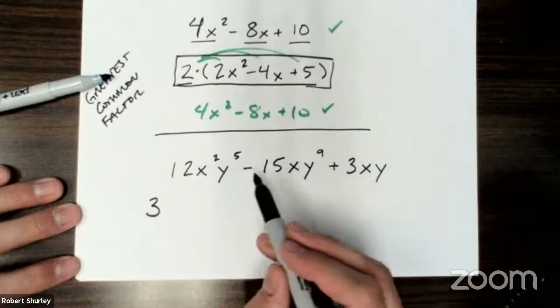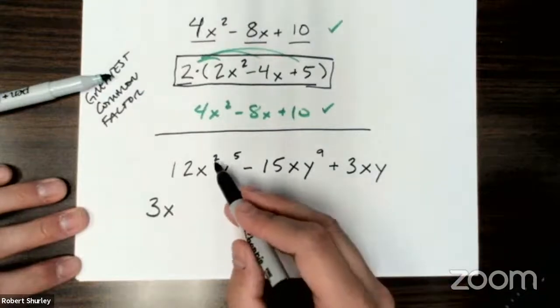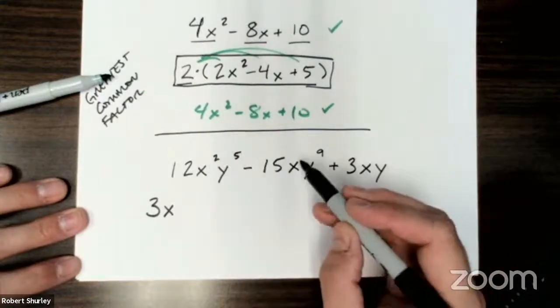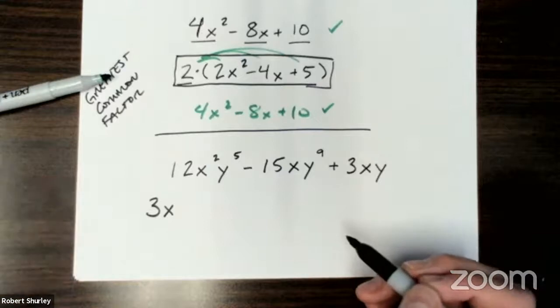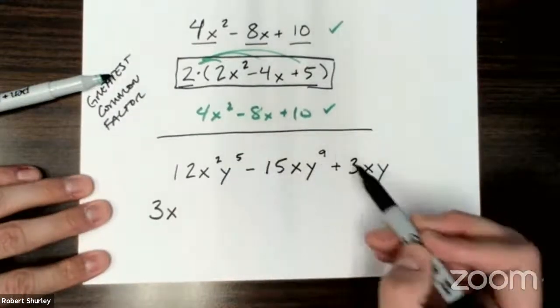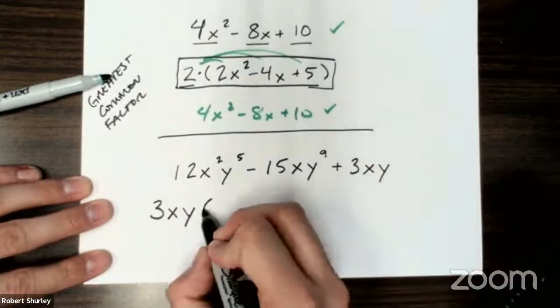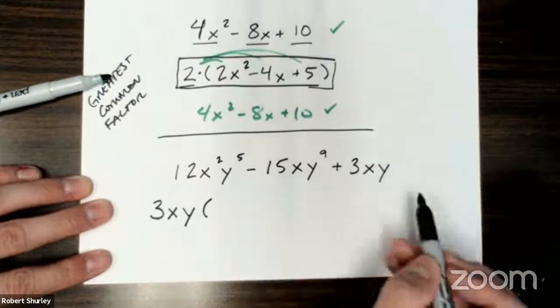Well, there's at least an x in all of them. I'm not going to take out an x squared, even though it's in the first term. We don't have x squareds in the second or third term, right? We only have x's. And then let's look at the y's. Y to the fifth, y to the ninth, and y. Again, I'm just going to take out a y, because I've got at least a y in all three parts.